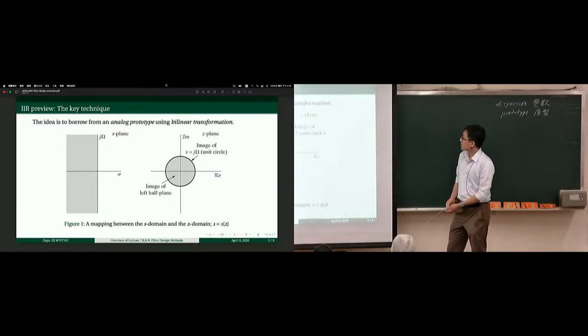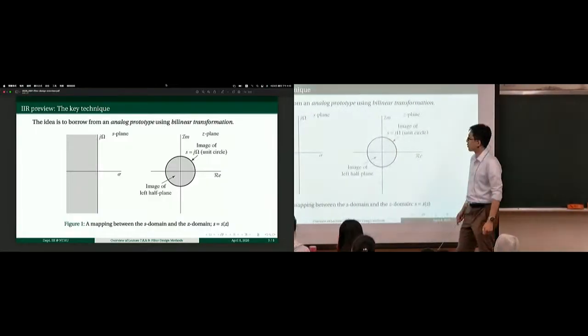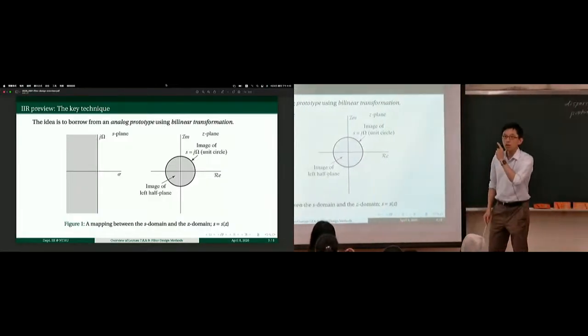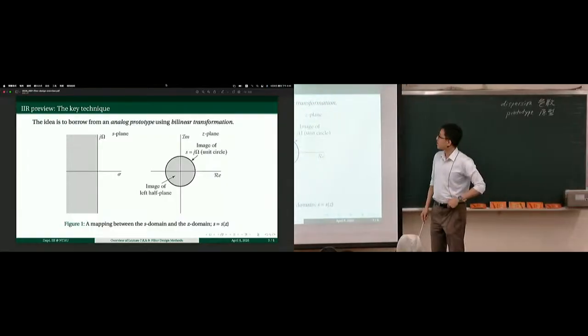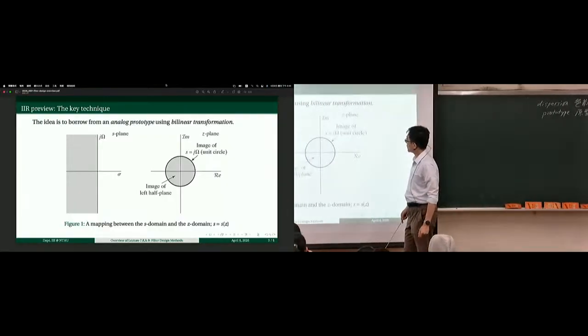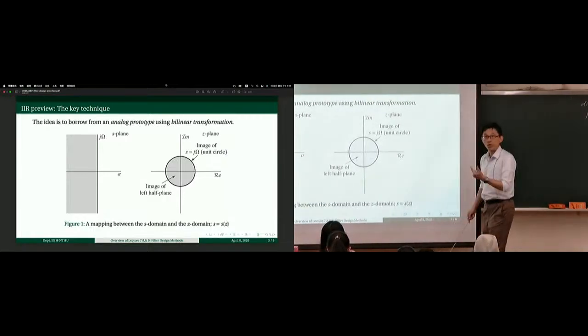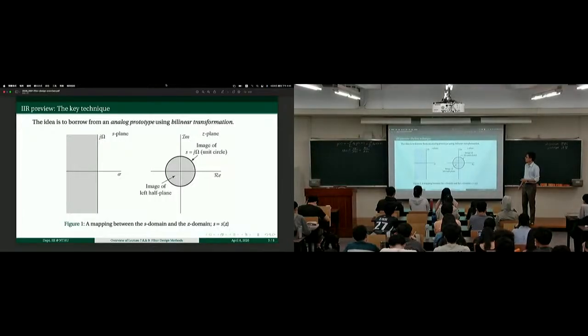So in this context, we borrow from an analog prototype. We start with a well-known analog system by the name Butterworth filter, an analog system, a circuit really. From there, that analog prototype will have a system function in the Laplace domain.